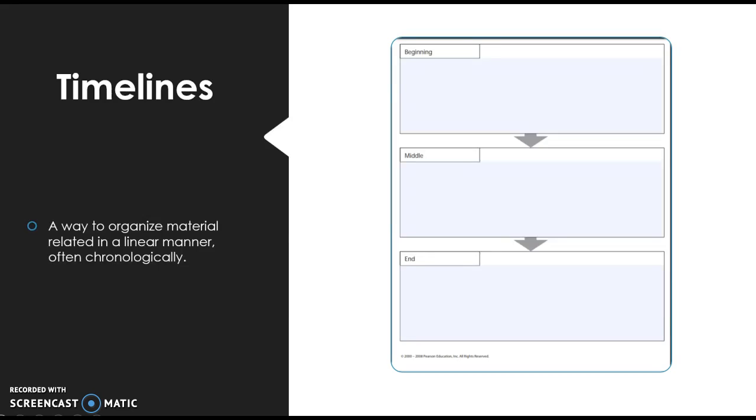The first type of graphic organizer I will discuss is timelines. Timelines are a way to organize material that is related in a linear fashion. Often the material is related chronologically. Because they are used with chronological events, timelines can be used in subjects such as history to assess a student's knowledge of events. A teacher can provide events on a test and require a student to fill in the timeline in the correct order.